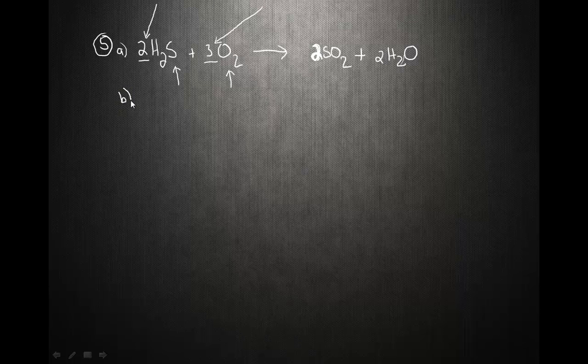So 5B is, in some scenarios, you're going to have to balance other atoms. And then that's what you would do next. In this case, we don't have any other atoms to balance because the H atoms are balanced. And that's how we do balancing a redox reaction using the oxidation number when we have a non-acidic or non-basic solution. And so this one doesn't have any acids or bases.